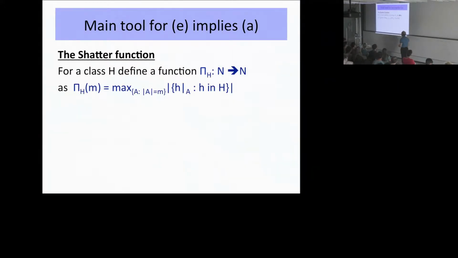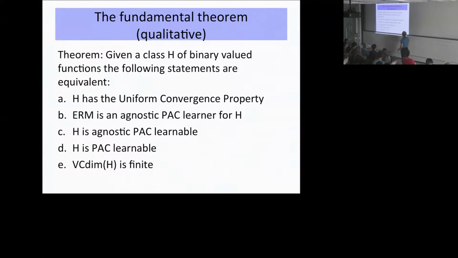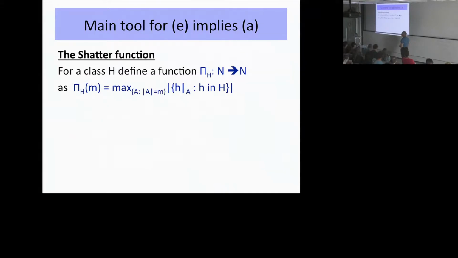Okay, and the main tool, what we did see is that A implies B, implies C, and all the arrows go in this direction was kind of trivial, just follows from the definition. Except that A implies B, that's something that we proved, that uniform convergence is sufficient for ERM being successful. And the difficult part is going from having a finite VC dimension to showing that the class has the uniform convergence property. And the main tool for doing this will be the shatter function and the Tau lemma.